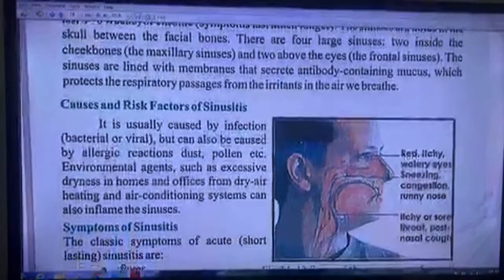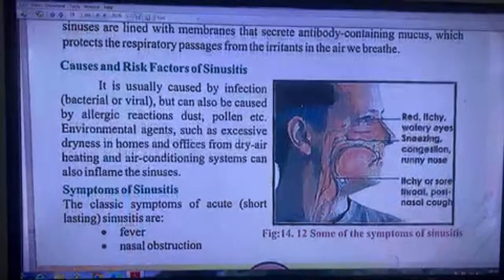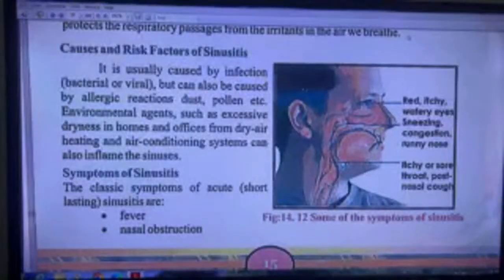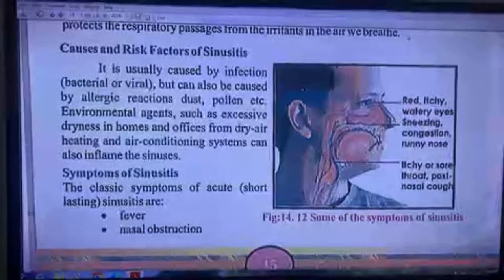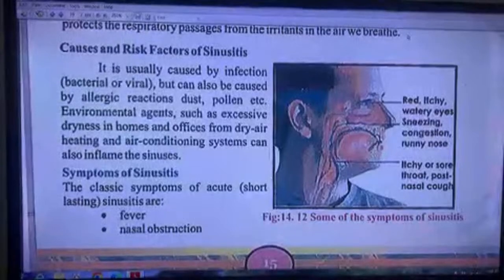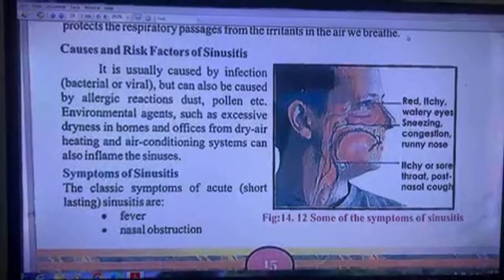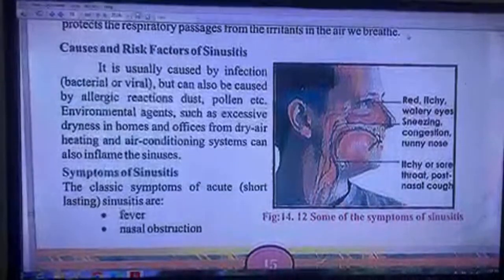Causes and risk factors of sinusitis. It is usually caused by infection, bacterial or viral, but can also be caused by allergic reaction, dust, pollen, etc. Environmental agents such as excessive dryness in homes and offices from dry air, heating, and air conditioning systems can also inflame the sinuses.